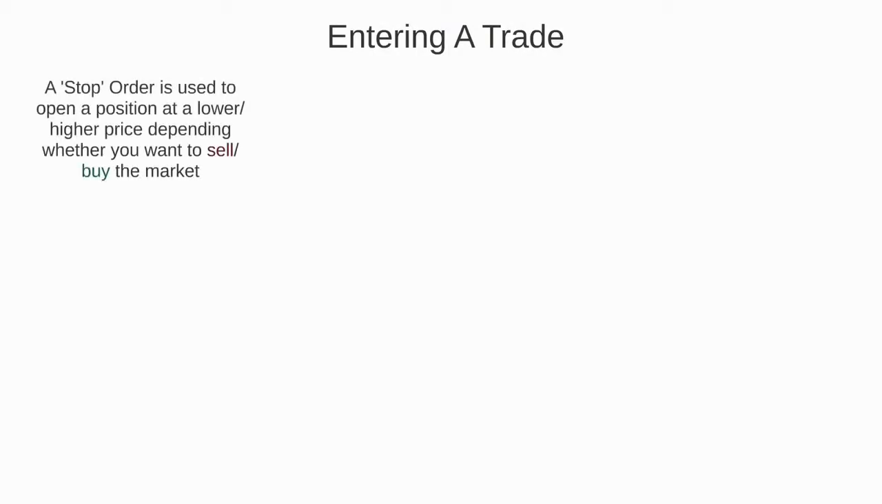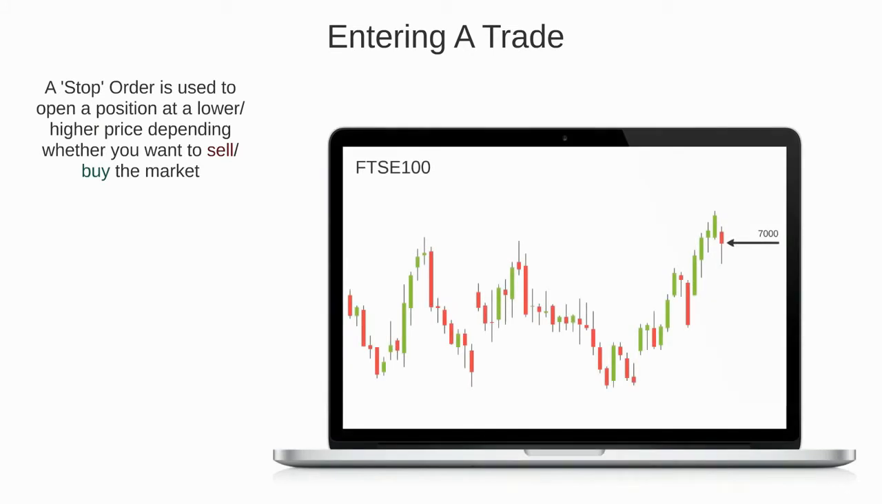The other order you can use to enter a trade is a stop order. Stop orders work in the opposite way to limit orders in that they allow you to open a buy position at a higher price than the current market price and a sell position at a lower price than the current market price.